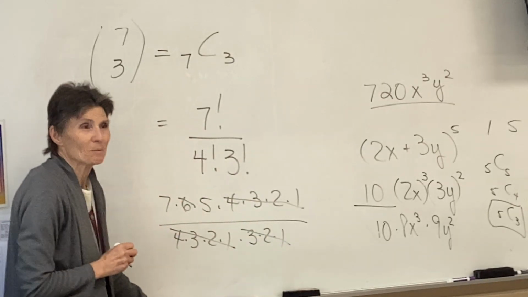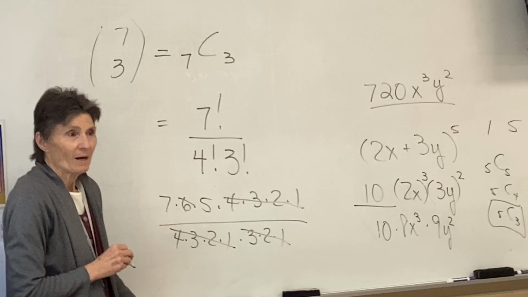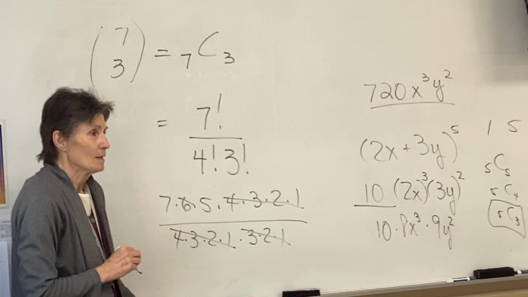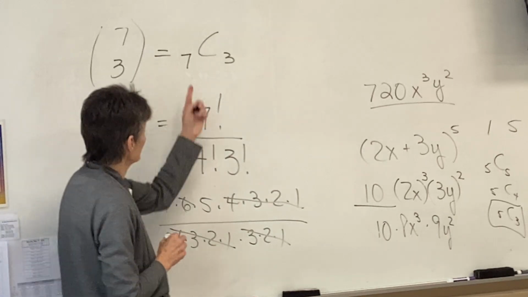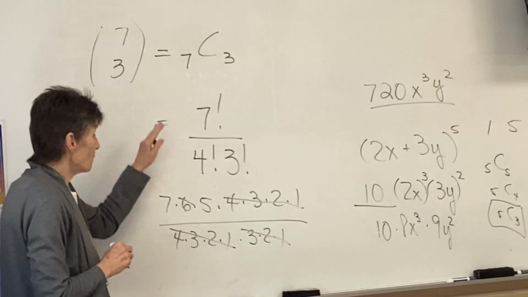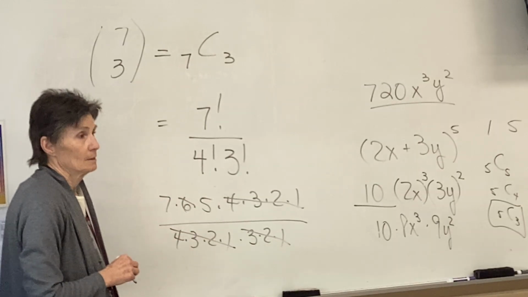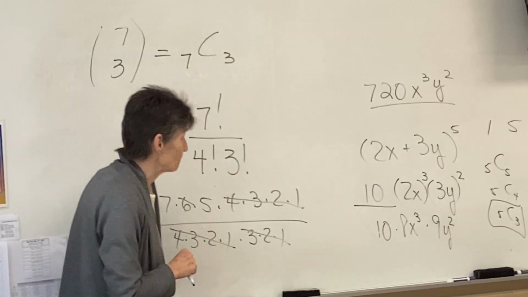So what's the answer to the problem? 35. So if you typed in on your calculator 7C3, it will say 35, but this is how you do it with the formula instead of just pressing the button.